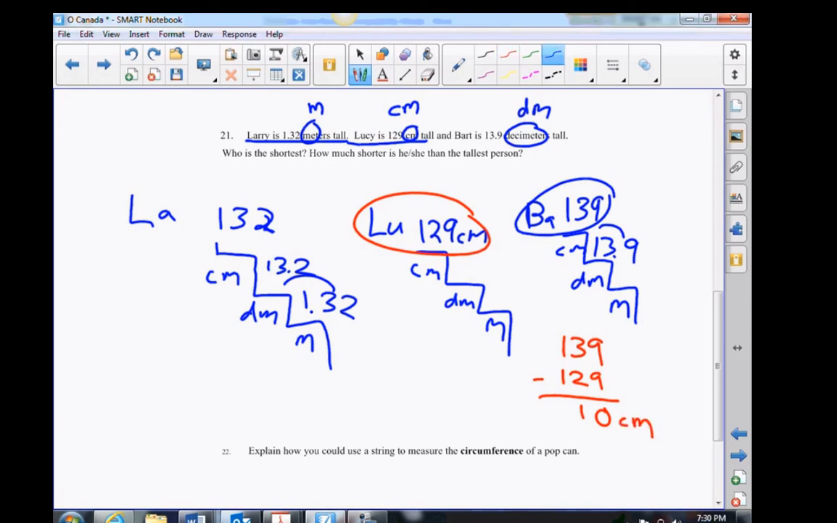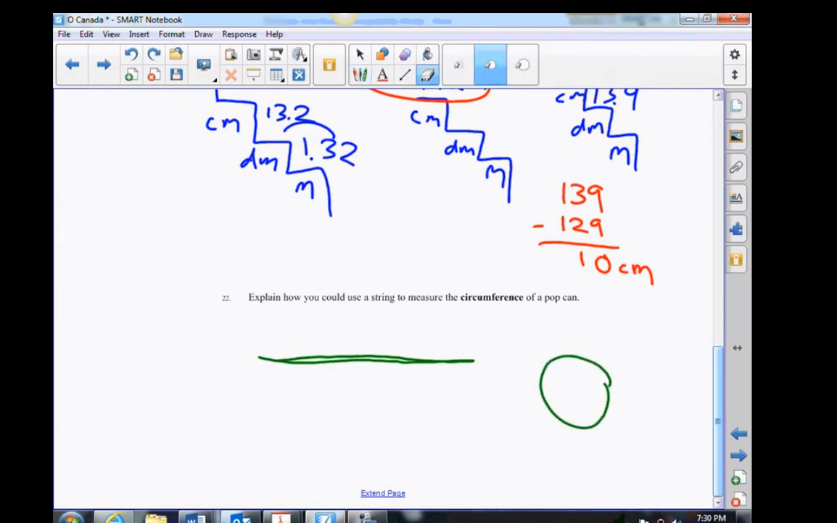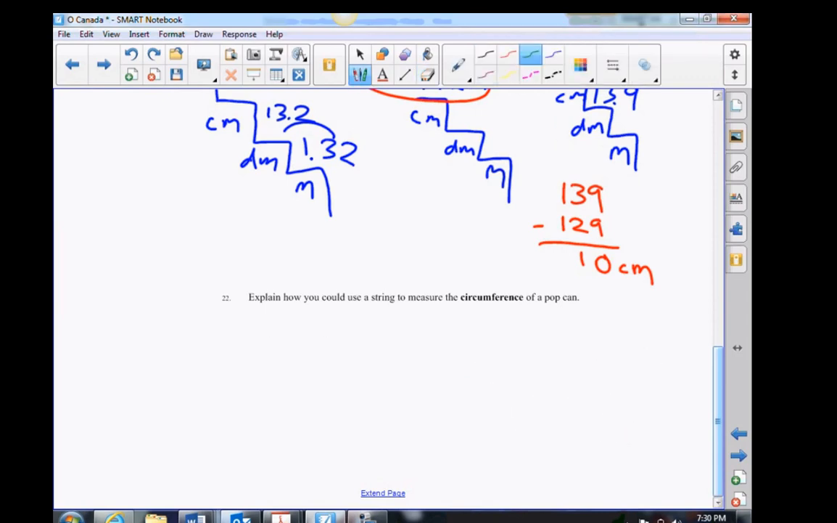And moving on to question 22, the final question. Again, I know that it isn't actually 22, it should be something different, but anyways, explain how you could use a string to measure the circumference of a pop can. Well, a string can be straight and it also can be bent around, so it is very dynamic that way. So I can take a string and wrap it around the pop can, and where the start of the string and where the string intersects, I would mark that point.